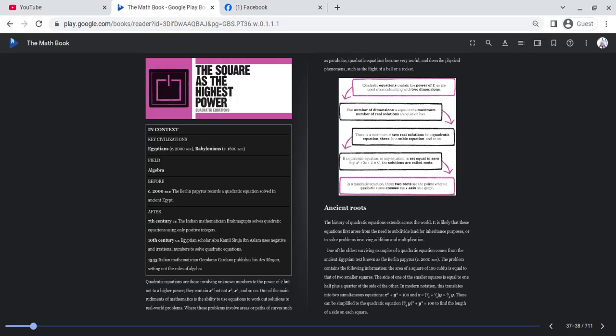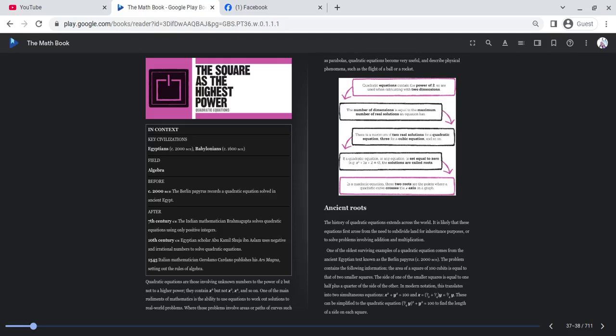Ancient roots. The history of quadratic equations extends across the world. It is likely that these equations first arose from the need to subdivide land for inheritance purposes or to solve problems involving addition and multiplication. One of the oldest surviving examples of a quadratic equation comes from the ancient Egyptian text known as the Berlin Papyrus, circa 2000 BC. The problem contains the following information.